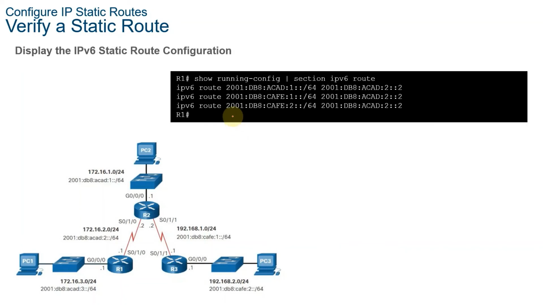Next would be displaying the IPv6 static route configuration. Something like section ipv6 route. That would be displayed on your screen. So see, you have a filtered output for your show run commands.